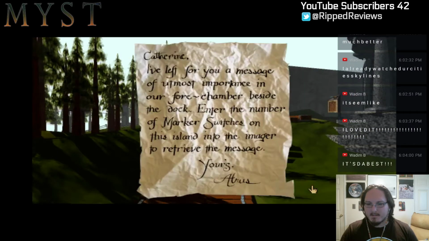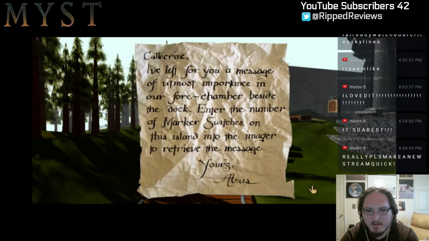Oh, what's this? Catherine, I've left for you a message of utmost importance. In our forechamber, beside the dock, enter the number of the marker switches on this island into the imager to retrieve the message. Oh! Okay, that's the thing that we were just at.